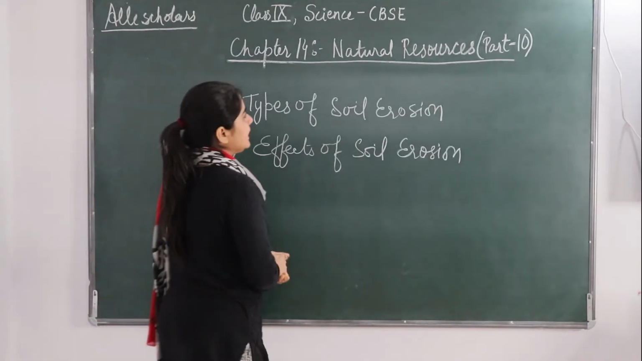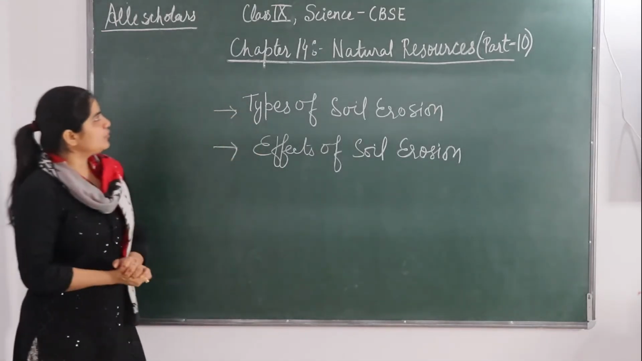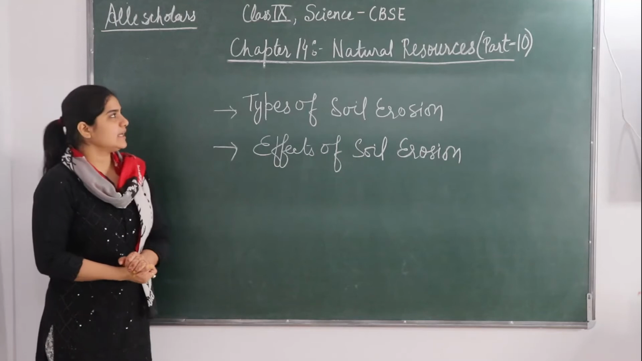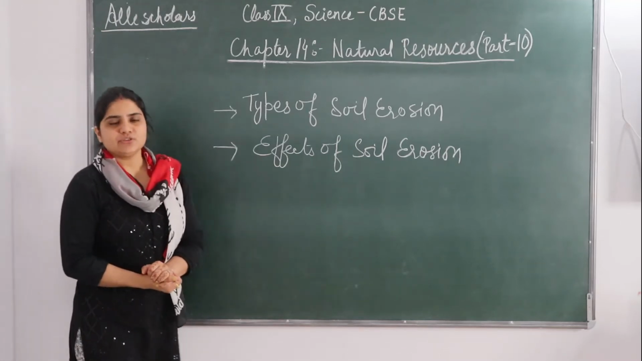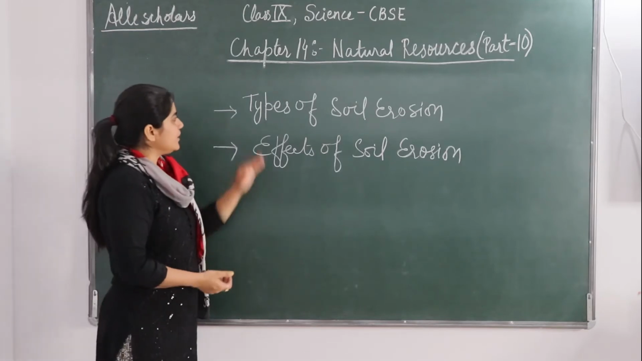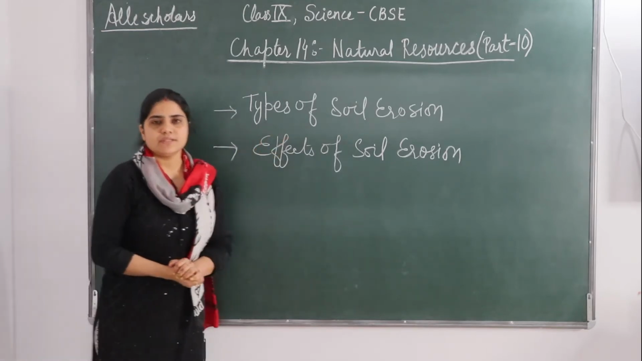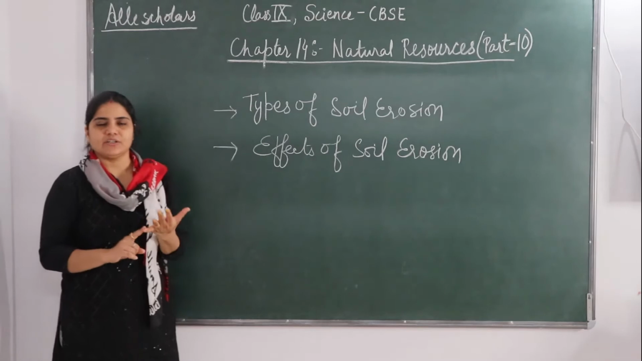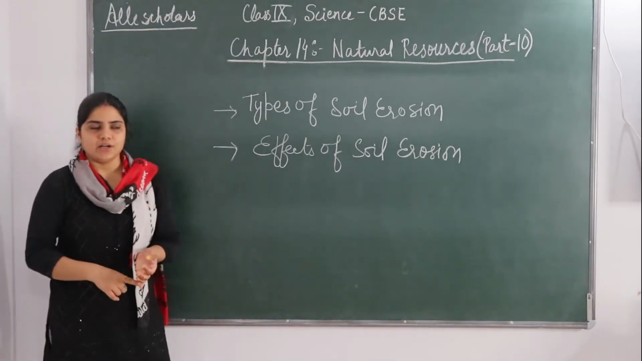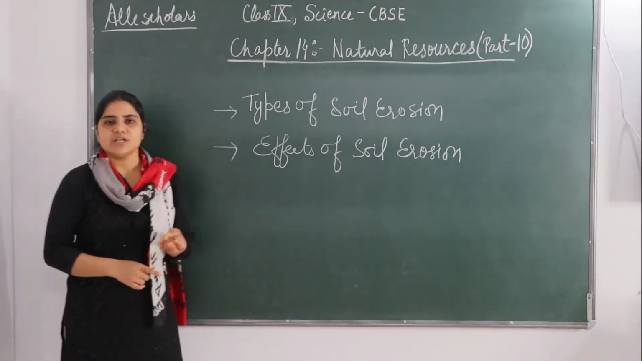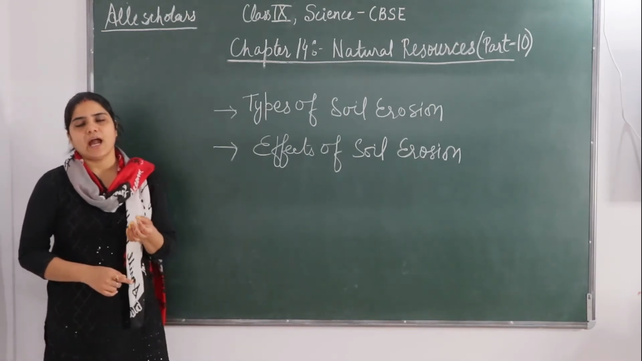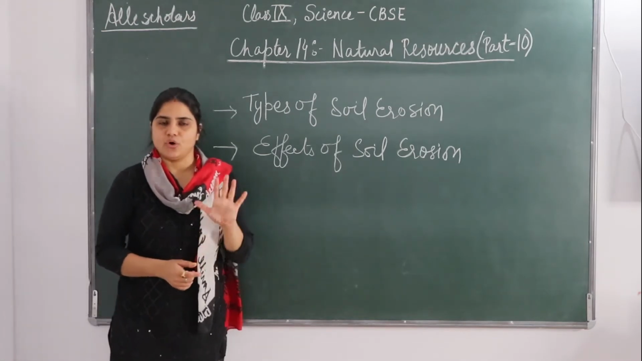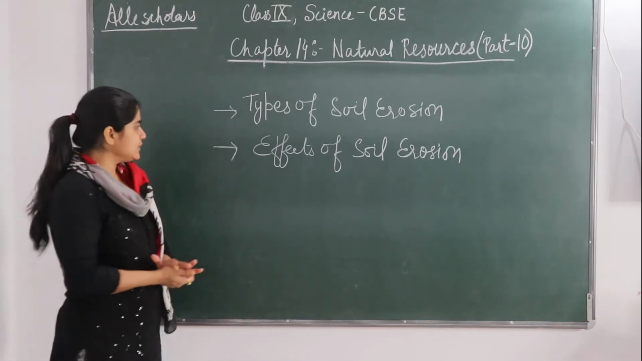So today I will be taking part 10 from chapter 14 from class 9 science, natural resources, and today's topic we are going to discuss is types of soil erosion. We will see all the 5 types of soil erosion, that is raindrop erosion, sheet erosion, rill erosion, gully erosion and stream bank erosion. All the 5 types of erosion we are going to discuss.